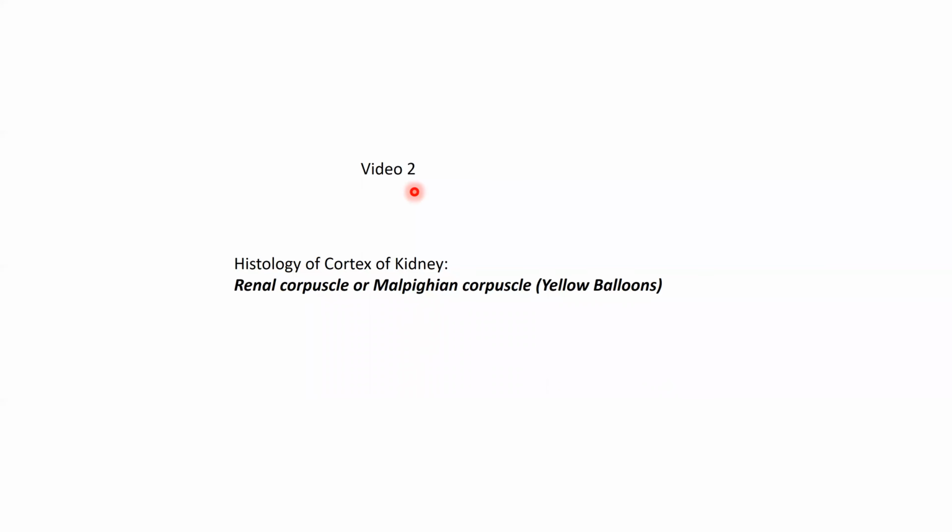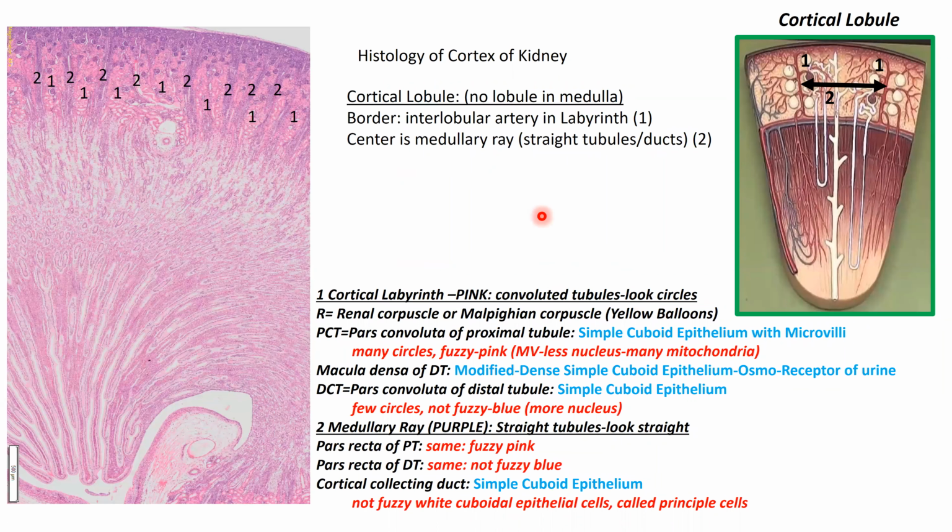Hello, girls and boys. Video number 2 is talking about the histology of the cortex, focusing on the renal corpuscle or Malpighian corpuscle. They look like yellow balloons on the models. This is the histology of the cortex, and this is the cortical lobule with the black arrow. Remember, there are no lobules in the medulla.